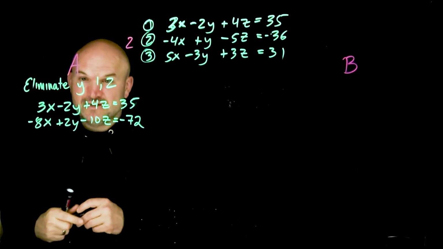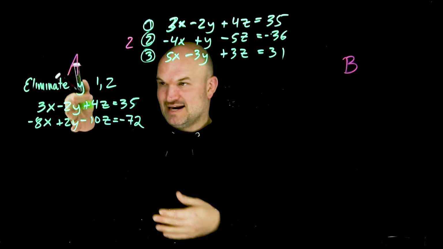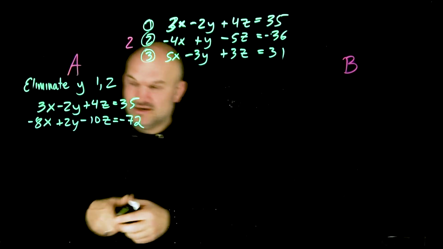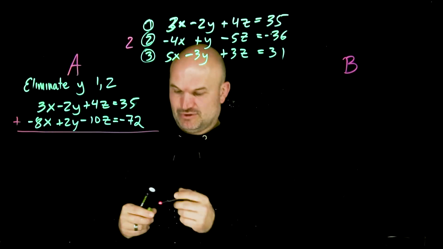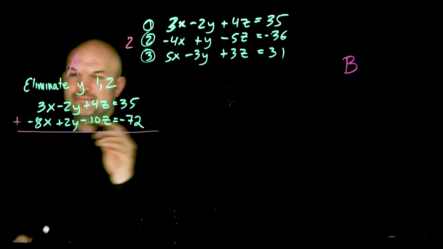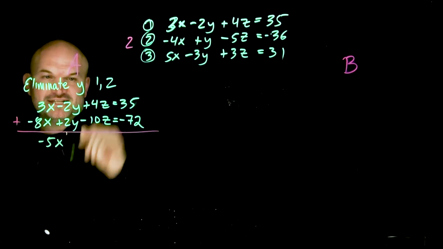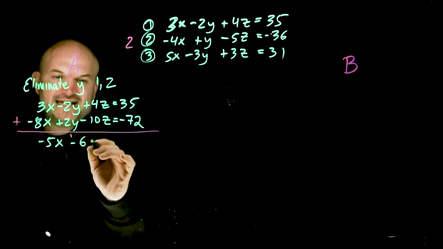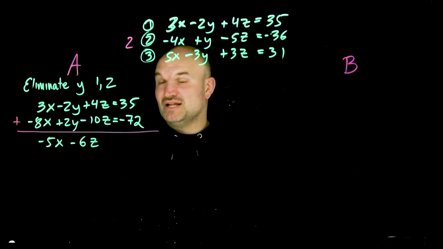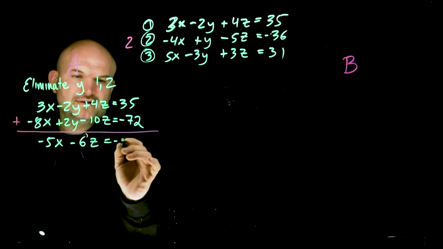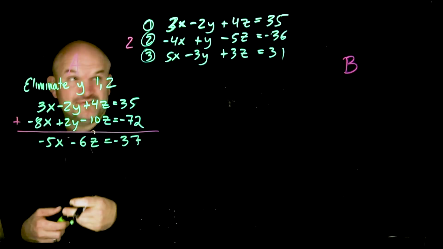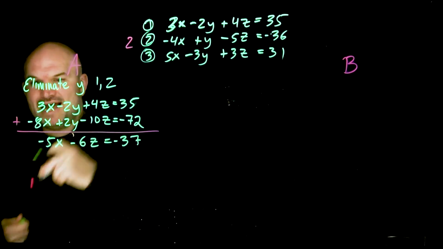All right, so now, since I have the coefficients aligned, and I have 1 negative, 1 positive, the exact same number, I can now go through the elimination process by adding the 2 equations. By adding the 2 equations, I'm now going to get a -5x. That y is going to go to 0. That's going to go to a -6z, and 35 plus a -72, that's going to be a -37. So -37.